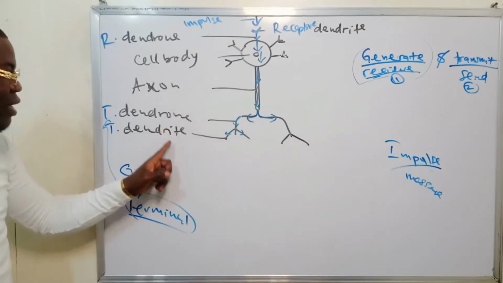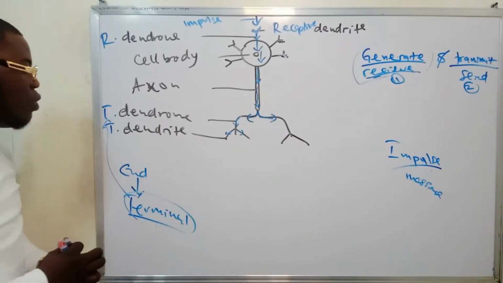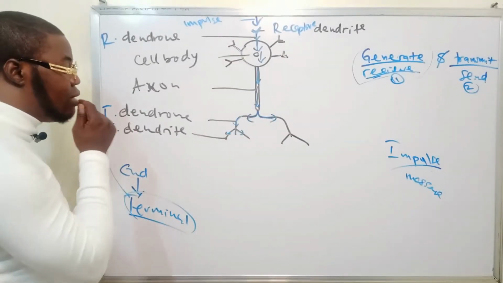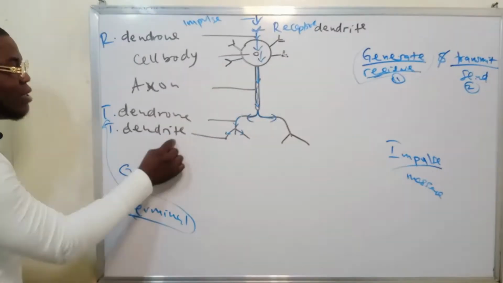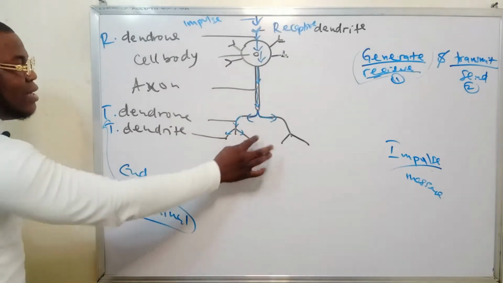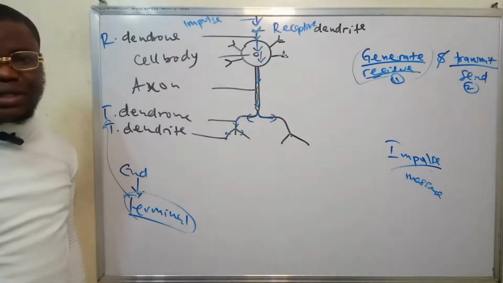But the dendron and the dendrite at the lower part of the neuron are called the terminal dendron and terminal dendrite, simply because they end the neuron. As simple as that.